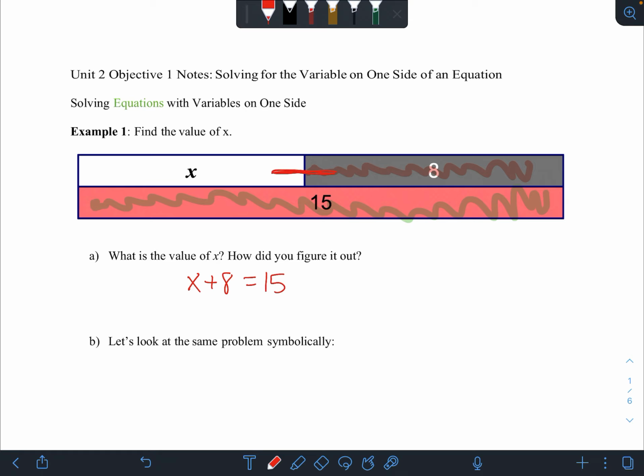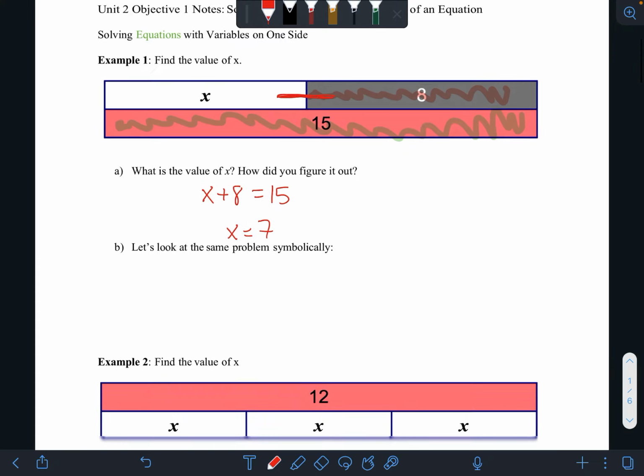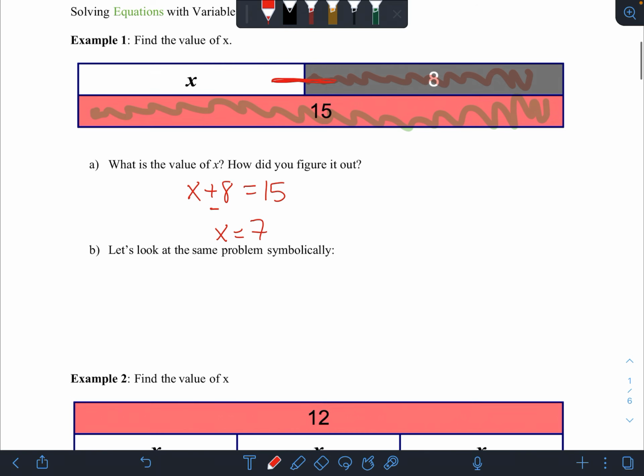Well, how do we find the missing part? Hopefully you did some mental math and you know that x is equal to 7. But how did you get that? Well, you know that 7 plus 8 equals 15, right? Another way we could have done this was algebraically, saying that if I took away 8 from both sides, we're going to be left with 7 for just that x value. So look at it like this.